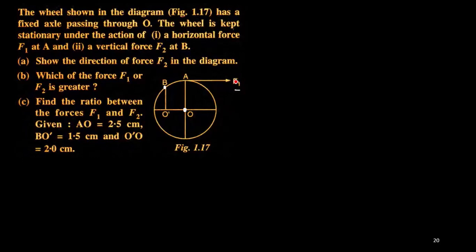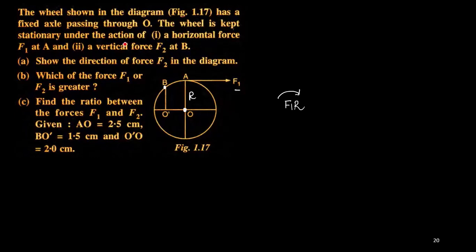So F1 is giving a moment about point O in the clockwise direction. What is that moment? Let us see the R. So the moment of F1 is F1 into R in the clockwise direction. For a clockwise symbol, you put an arrow like this. So this is the moment of force F1 about point O.